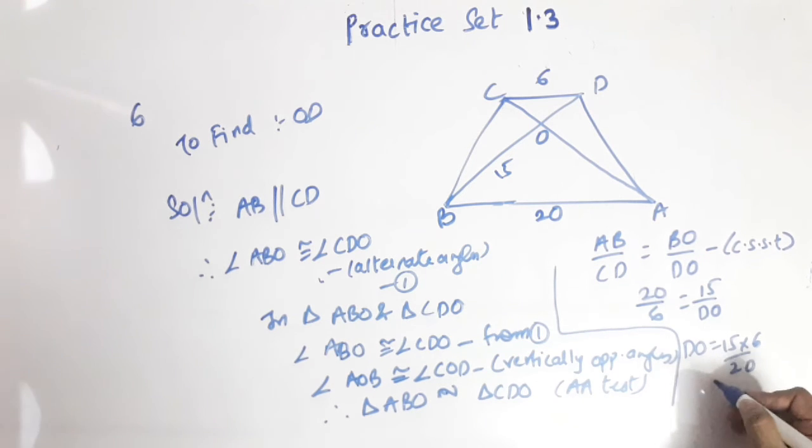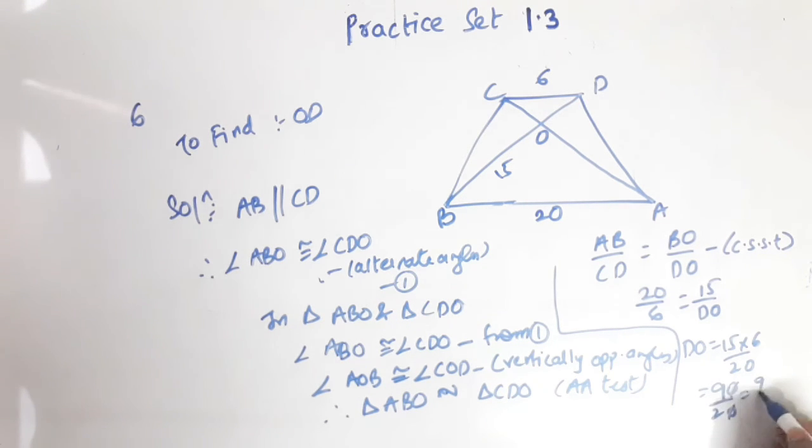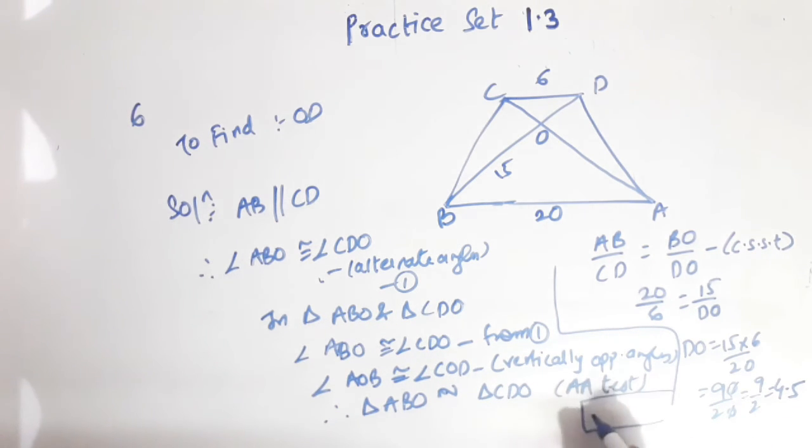So this is 90 upon 20. The zeros get cancelled. What is 9 upon 2? 9 upon 2 is 4.5. So we got DO is equal to 4.5. Then we'll come to the seventh one.